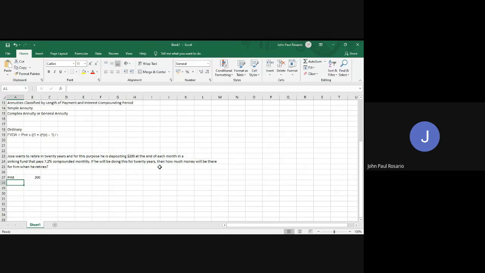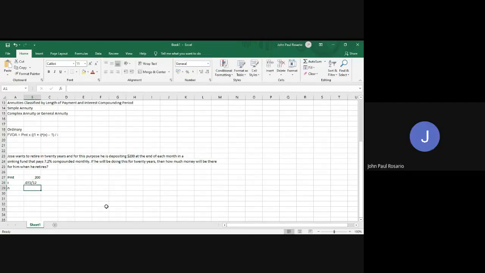per at the end of each month. So guys, what do you think? Is this a simple annuity or a complex annuity? Simple, sir. Simple because your payment is every month, and then your compounding period is monthly. Tama? Yes, sir. So our I here is actually 0.072 over 12. Nasundan? Yes, sir.